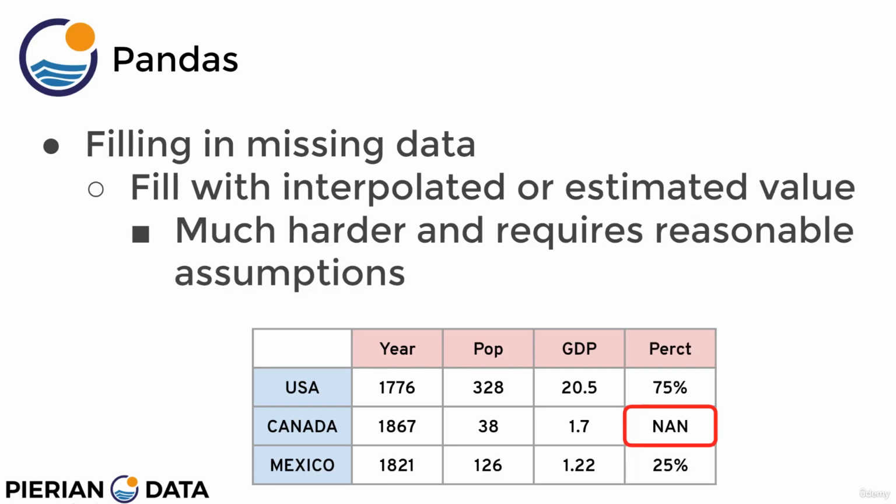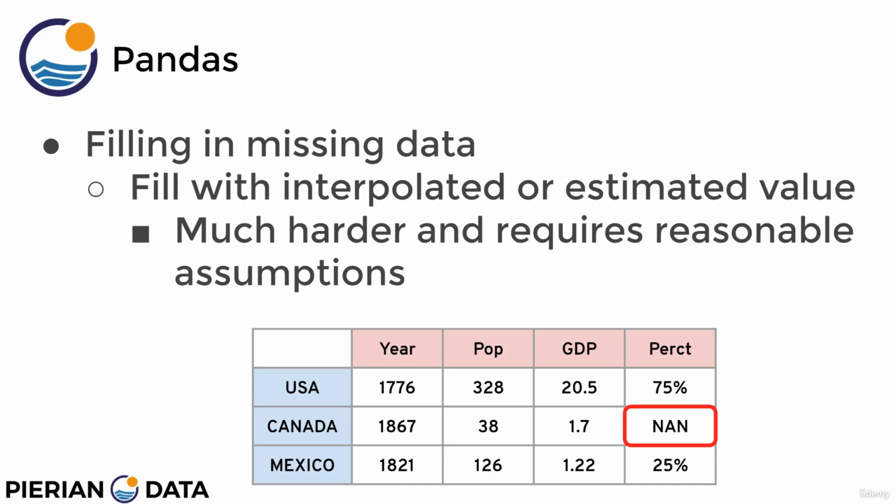Now, there's the other option of filling it in with an interpolated or estimated value. And again, this is kind of one of those harder or more complex decisions to make. So this requires a lot of reasonable assumptions and a lot of domain experience. So this last column represents some percentage of something. And often in data sets, you may try to fill this in, maybe even using interpolation. So you can see here it goes from 25% to 75%, and maybe you're thinking Canada is somewhere in between Mexico and USA. We're actually not defining what percentages here on purpose.